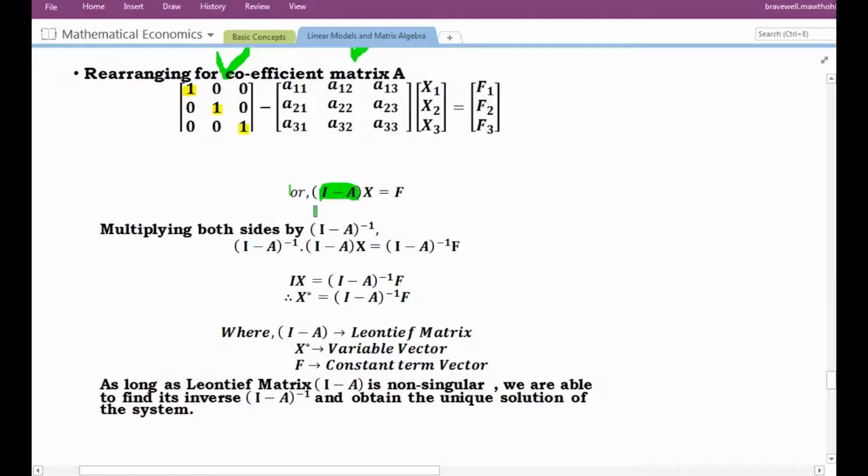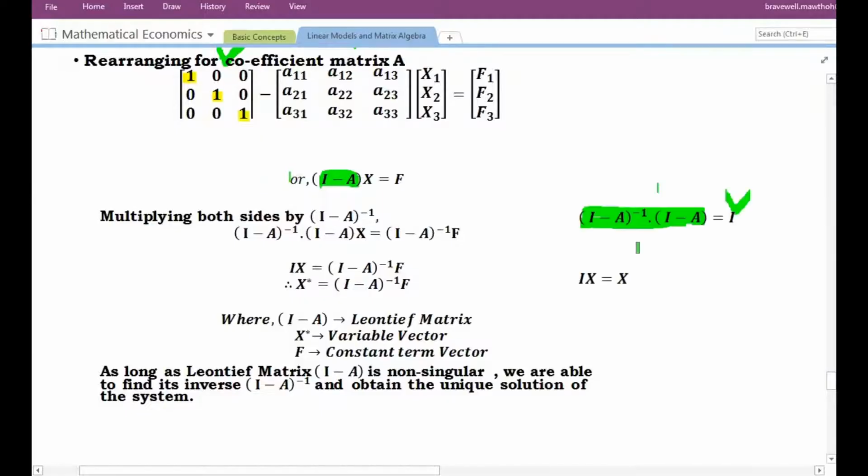Multiplying both sides by the inverse of the Leontief matrix, the inverse of the Leontief matrix I minus A times the Leontief matrix is equal to an identity matrix, since multiplication of a matrix with its inverse will yield an identity matrix. Again, I times X is equal to X, since multiplication of a matrix with an identity matrix will yield the given matrix itself. So I times X in this case is equal to X. This equation is known as the Leontief input-output model equation.